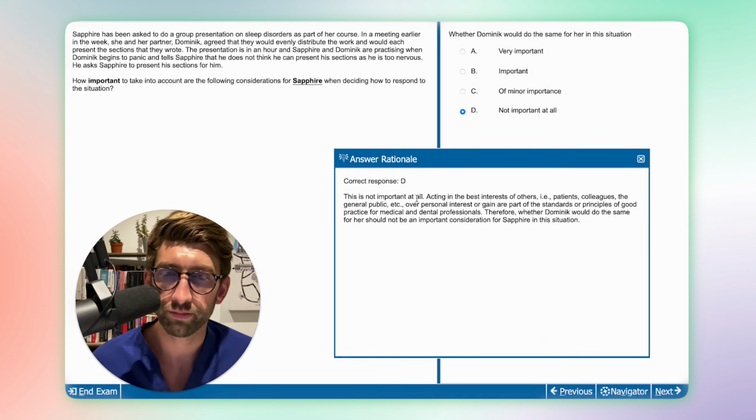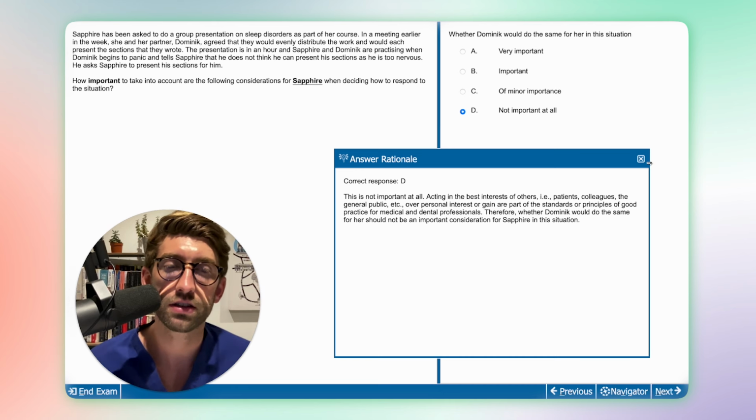This is not important at all. Acting in the best interests of others, patients, colleagues, the general public, etc., over personal interests or gain are part of the standards and principles of good practice for medical and dental professionals. Therefore, whether Dominic would do the same for her should not be an important consideration for Sapphire in this situation.